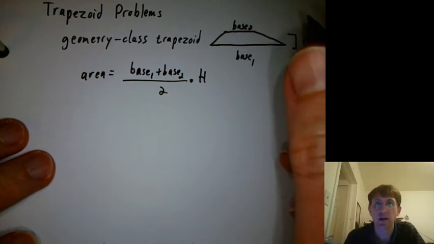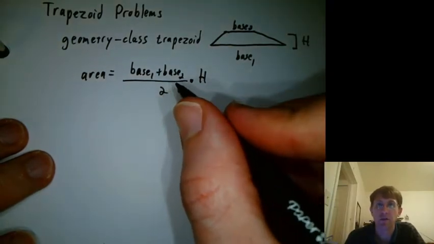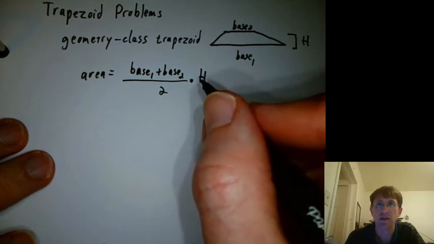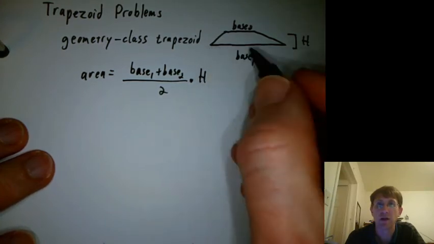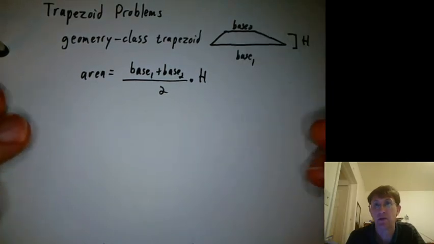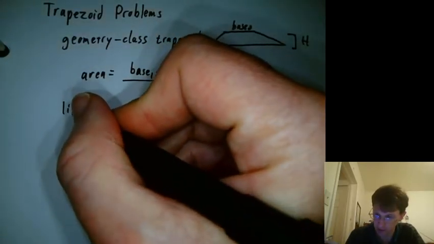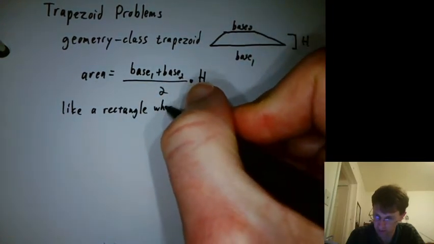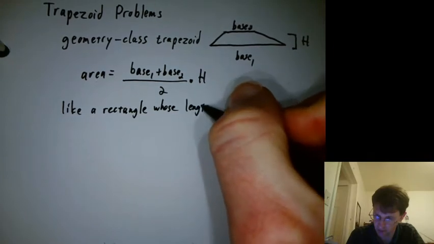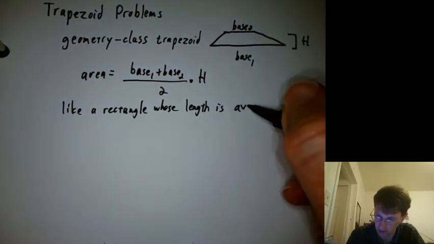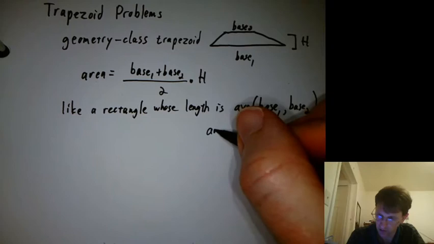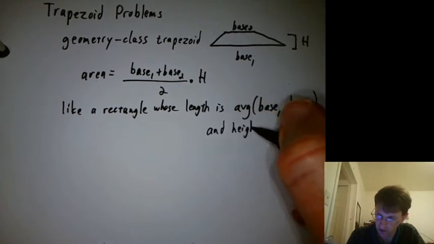And another way to think of that is we're averaging base 1 and base 2. That's what base 1 plus base 2 over 2 is. So we're kind of saying that this is like a rectangle whose base length is the average of the two base lengths. So let's write that down. So whose length is the average of base 1 with base 2, and the height is h.